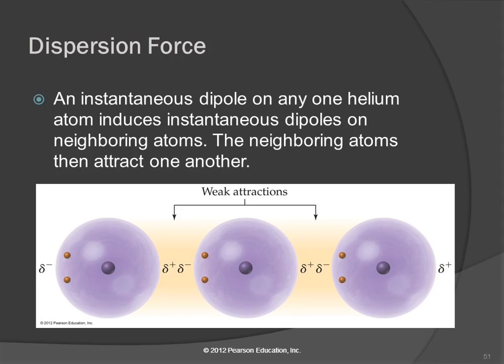You get one random dipole, uneven distribution of charge, and it induces a dipole in a neighboring atom, and then there's attraction between them. And then this dipole goes away, and then these guys lose interest, and it all goes away. But it comes and goes and comes and goes many, many times a second. And so even though the amount of attraction is very brief and very small, because there's so many of them, it can become significant.